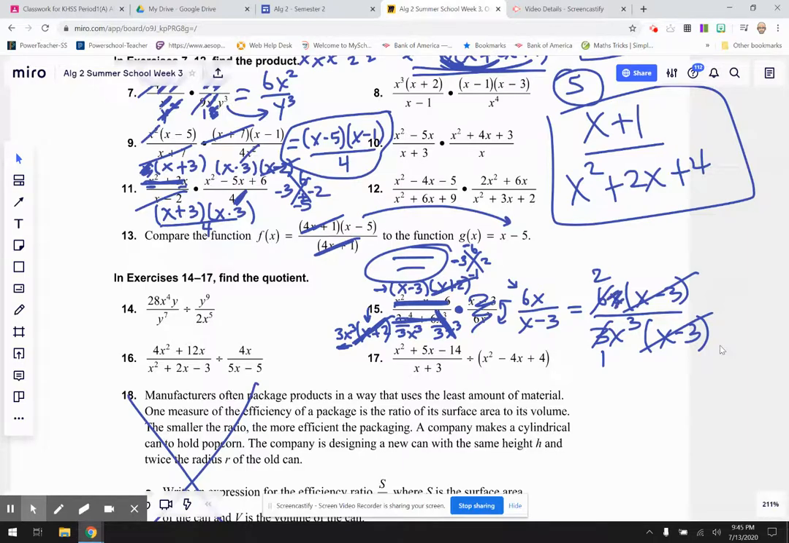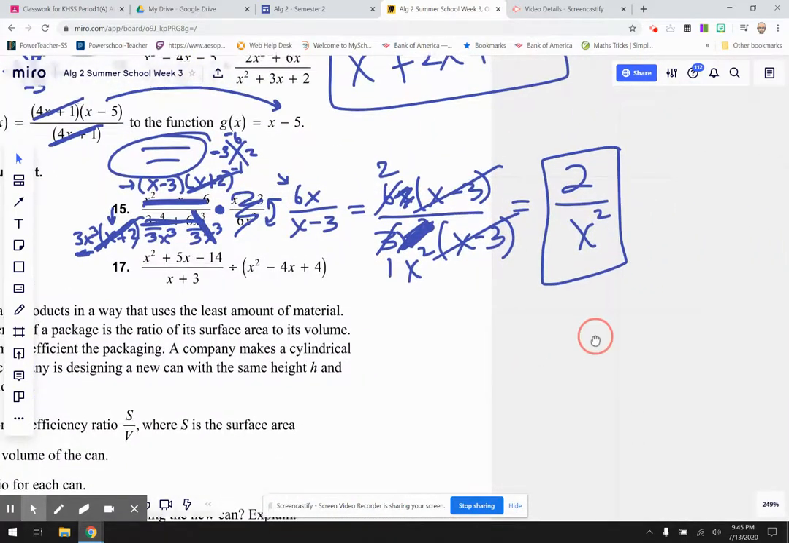You can take one of them off the bottom, and now you have x squared. So your whole thing is going to reduce to 2 on the top and x squared on the bottom. That's all the way down to there. So that's kind of nice that it reduced that far. Yes, 2 over x squared. That reduces all the way down to that.